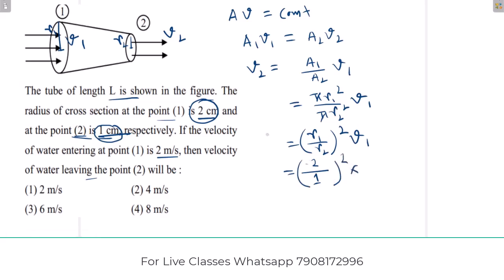into V1. V1 is the velocity at point 1, it is 2 meter per second. So 2 by 1 whole square, that is 4, into 2 is equal to 8 meter per second. So the water leaves at 8 meter per second from point 2. So option 4 is the correct answer.